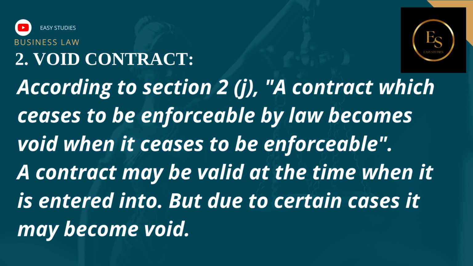Second one, void contract. According to section 2(j), a contract which ceases to be enforceable by law becomes void when it ceases to be enforceable. A contract may be valid at the time when it is entered into, but due to certain causes it may become void. Example of void contract: P agrees to marry Q's daughter, but P dies before marriage. A valid contract thus has become void.